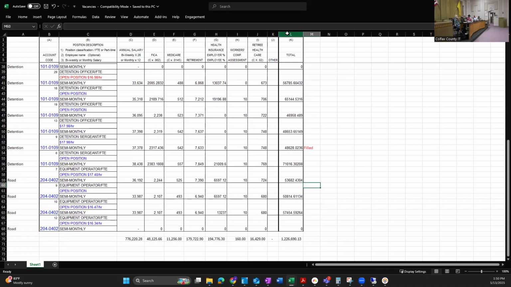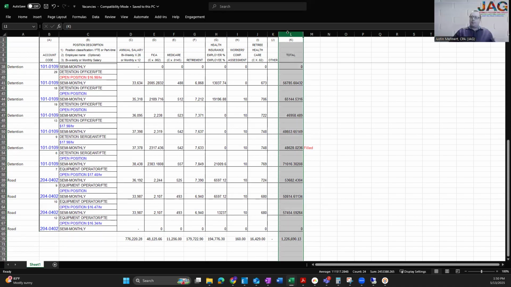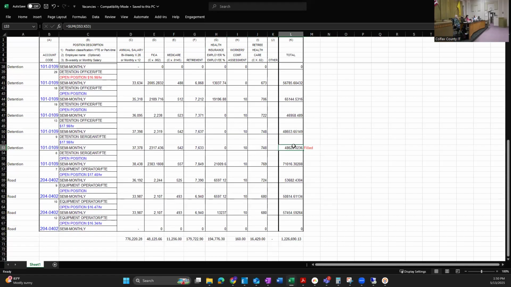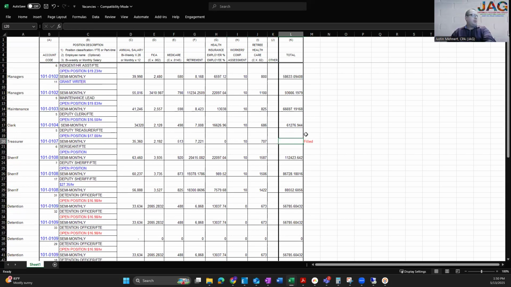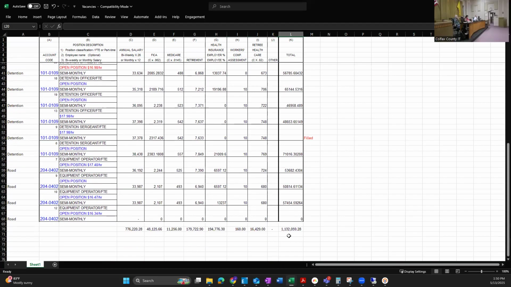I'm sorry, what do you want me to do? Like line 53L, if we just delete that far right number, does that adjust the formula down below? Okay, yeah, I can just do this real quick here. Yep. So now it's 1.1.